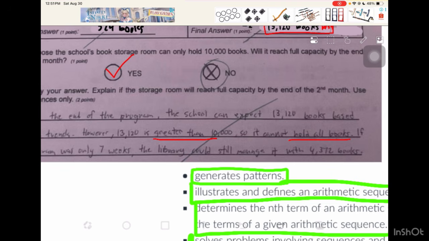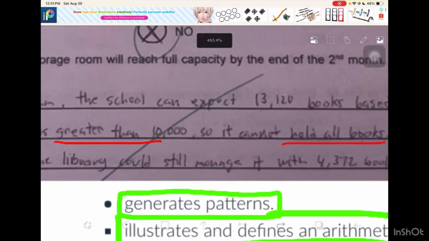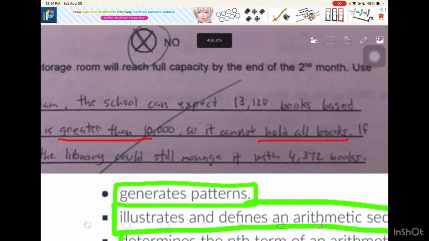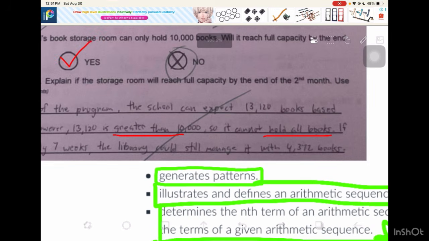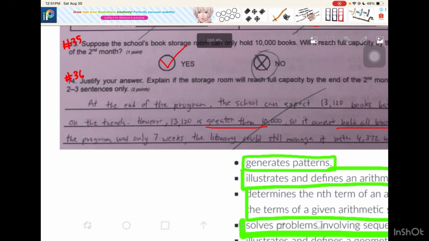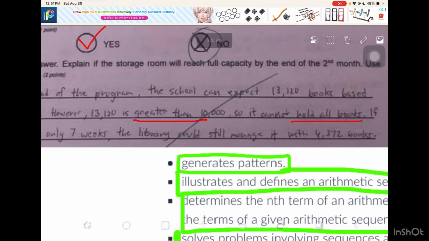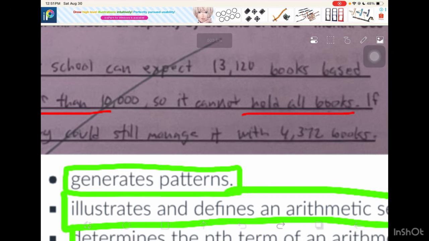I still got full merit. But the better way of saying this is that it's greater than 10,000, so it will reach full capacity. But even still, this is still correct. And I also added that if the program was only 7 weeks, the library could still manage with 4,372 books.